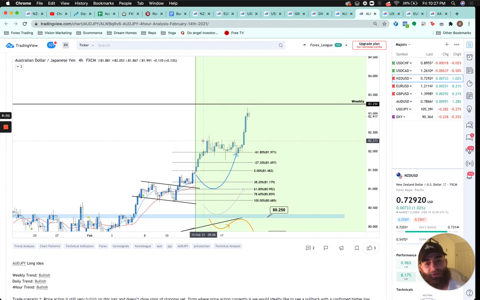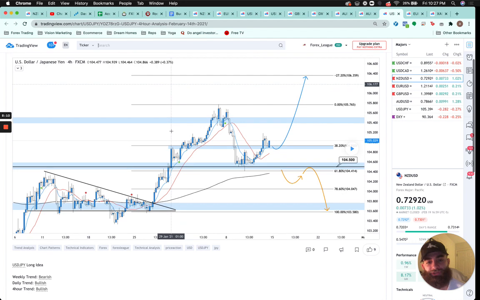This is the 4-hour. This is a continuation pattern, just a rectangle. This signals that the market's just pausing and that it's going to continue. Let's go to UJ next.